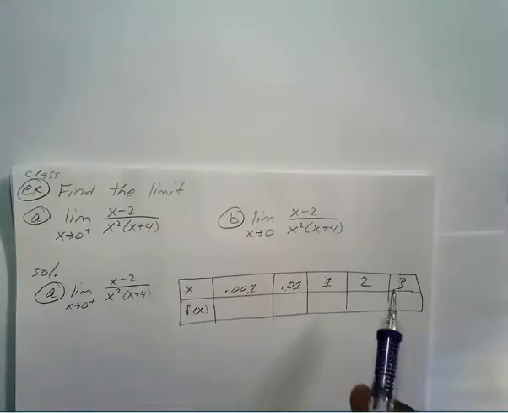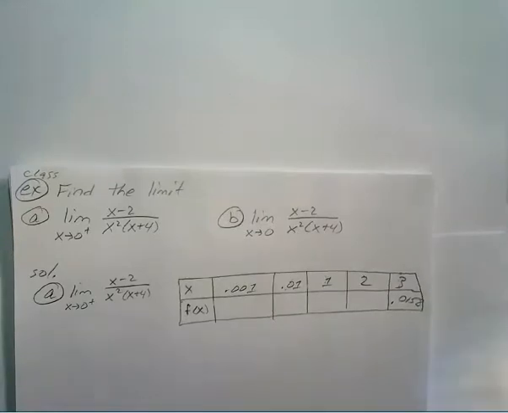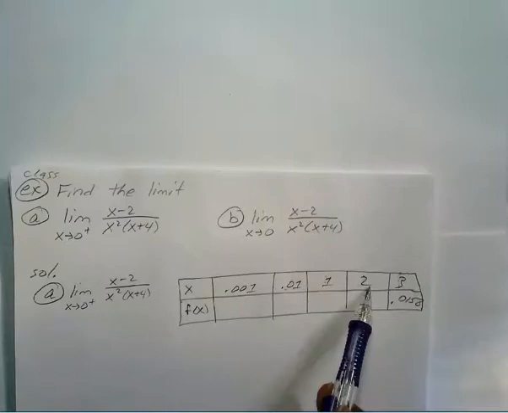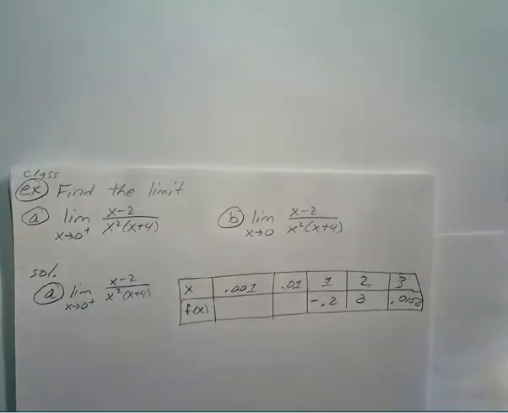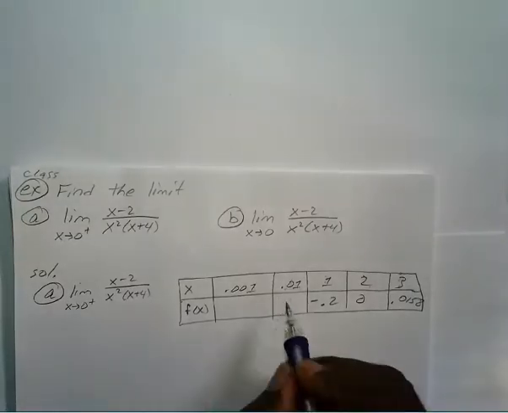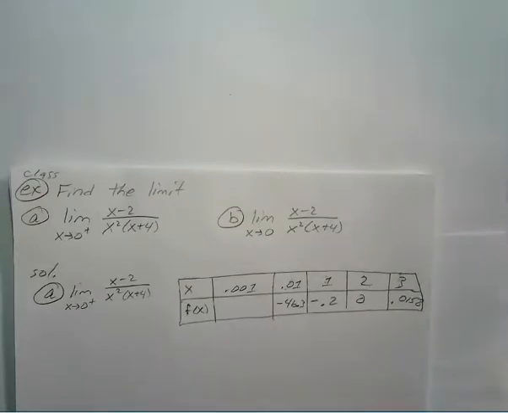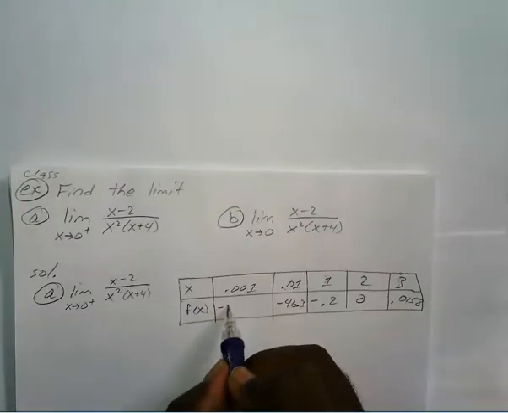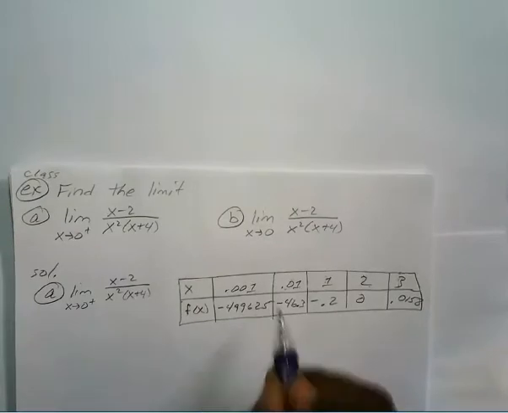If you plug in x equals 3, you have 0.0158. Plug in x equals 2, you end up with 0. You plug in x equals 1, you have negative 0.2. You plug in x equals 0.01, you end up with negative 46.3. And if you plug in x equals 0.001, you end up with negative 499,625. So it made a pretty big jump.